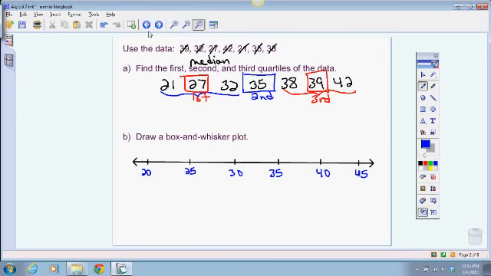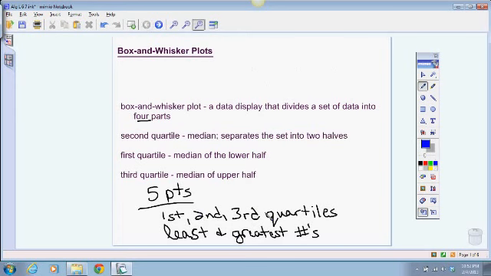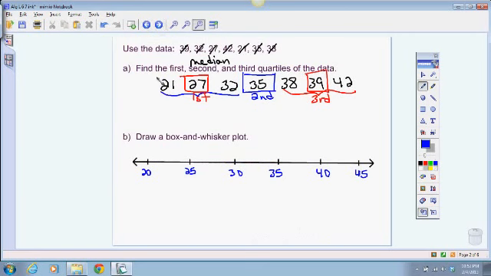Now remember I said you need 5 data points. First, second, third quartiles, got that. And then your least and greatest numbers. We can get that as well. Once the numbers are in order, it's really easy to find the least and greatest. 21 is the smallest, 42 is the biggest. So below your number line, you plot these points where they fall on the number line. Again, notice I didn't just start with 21 here and 27 and 32. I created a true number line, and now I'm going to plot the points underneath.